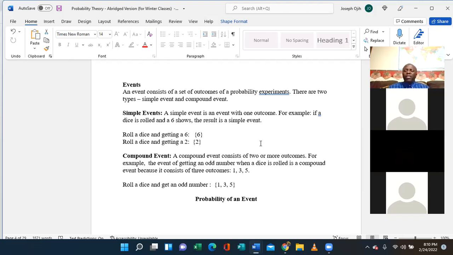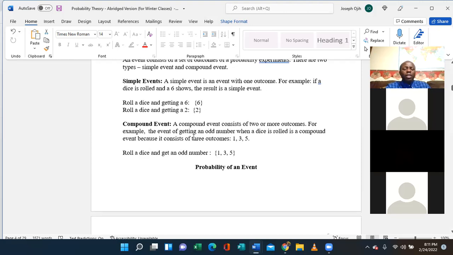Now, what is an event? An event is a set of the outcomes of a probability experiment. We have two types of events. We have simple events. In simple events, we have one outcome. For example, if a dice is rolled and a 6 shows, then it is considered a single event. Rolling a dice and getting a 6 is only one event. If you roll a dice and get a 2, it's only one event. So we call it a simple event.